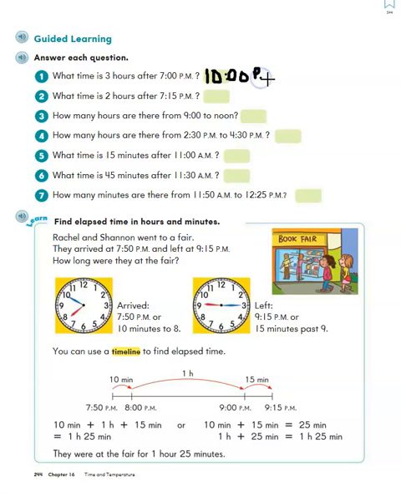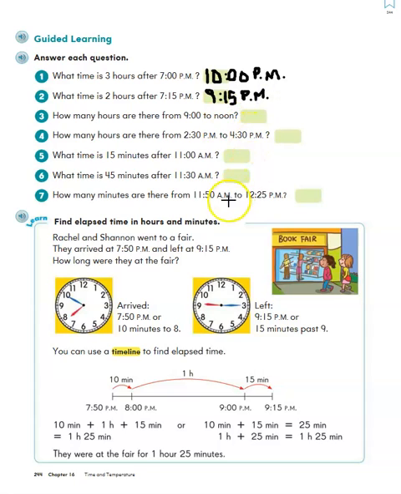All right. Number 2, what time is 2 hours after 7:15 p.m.? So now we're starting at 7:15. So when we count an hour from that, it would be 8:15, and then another hour would be 9:15. And since we did not get to midnight, it's still p.m.